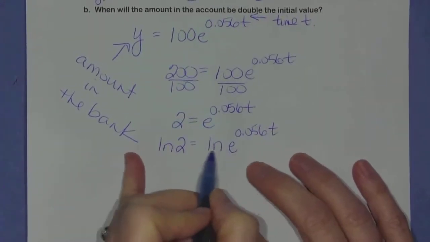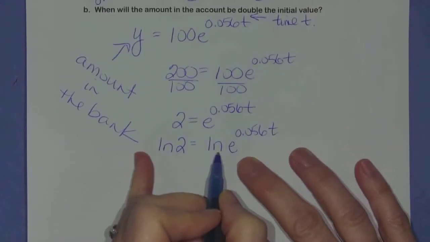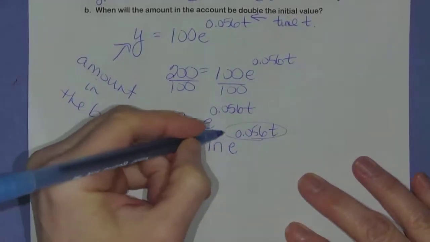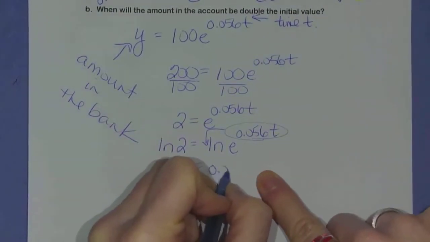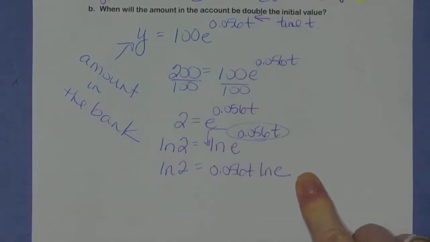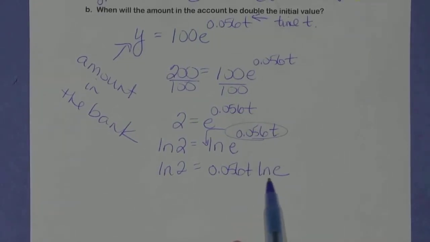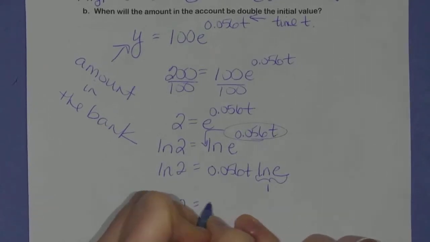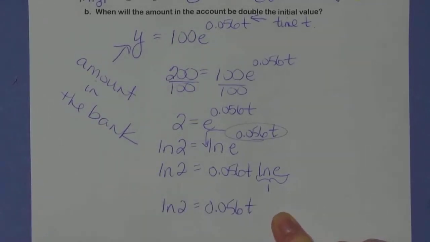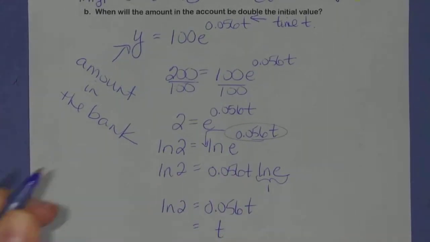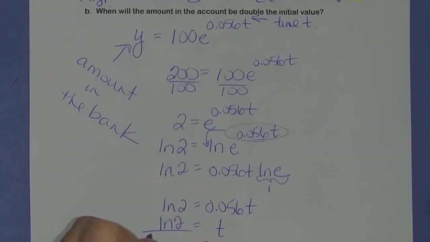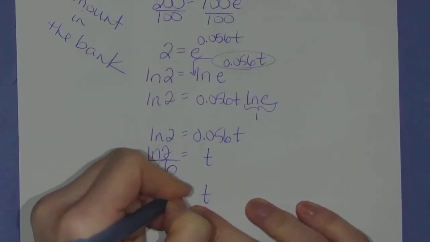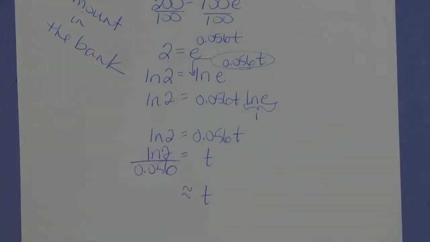And by our rules governing logs and natural logs, we know that we can bring this exponent down to the front. So 0.056t natural log e. And the natural log of e is just 1. So the natural log of 2 equals 0.056t. And to solve for t, we'll divide both sides by 0.056. And so I'm going to write t as an approximation because I have a feeling I'm going to have to round.